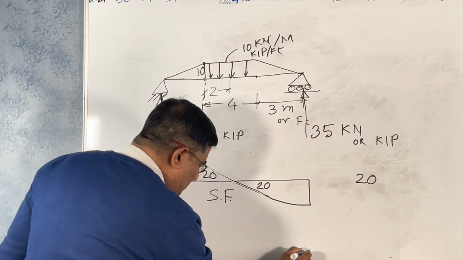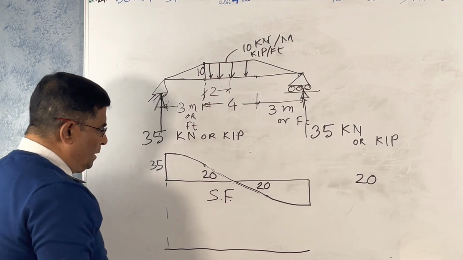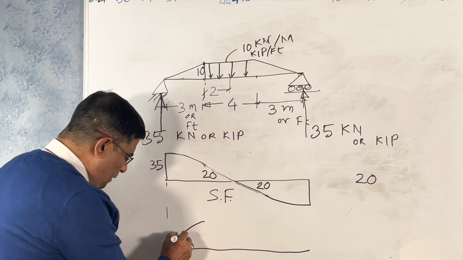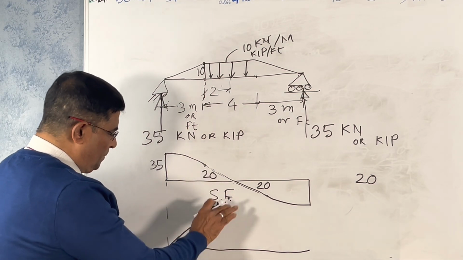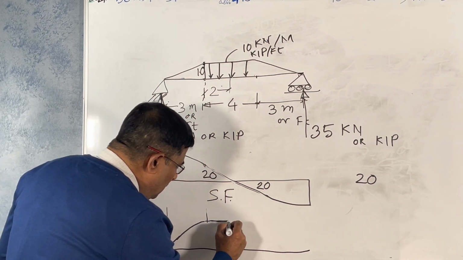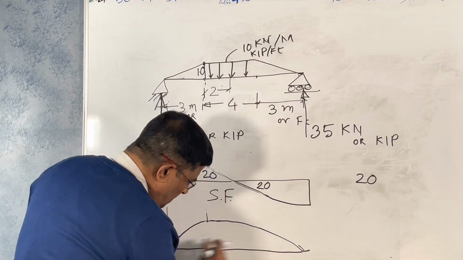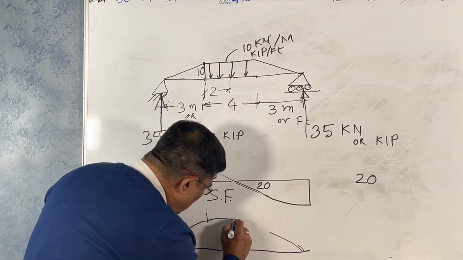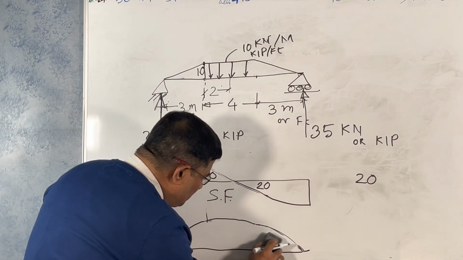Our bending moment diagram is something like this. It will be cubic up to this point, very sharp. Then it slows down and flattens out up to this point, then sharp. This is parabolic here, then going like this, a little bit sharp.